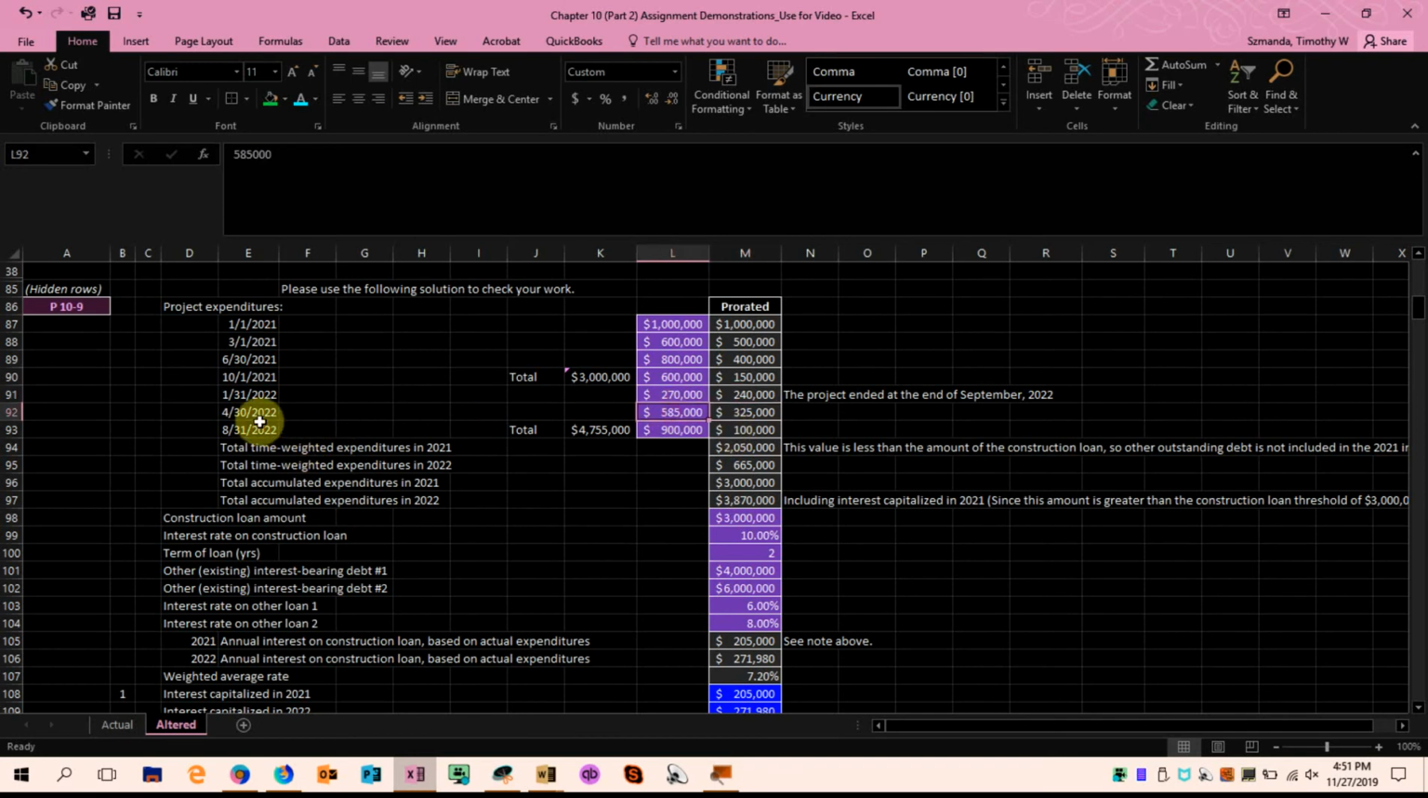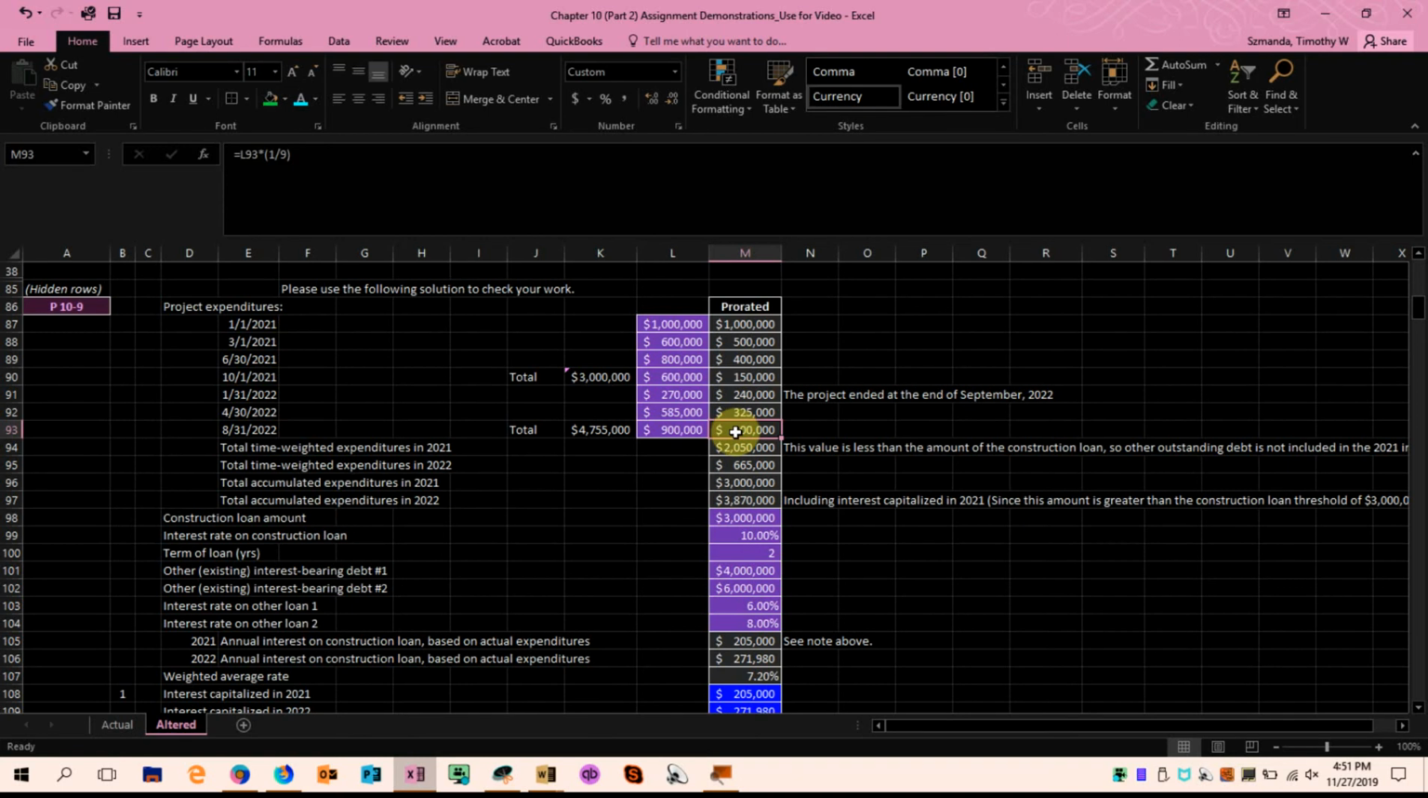The next expenditure was incurred on April 30th. Again, that left 5 months after April 30th till the end of September. So 5/9 times 585. Finally, we incurred our last expenditure on this project on August 31st. That allowed only 1 month outstanding before the project ended. So we have the 900,000 cost times 1/9.